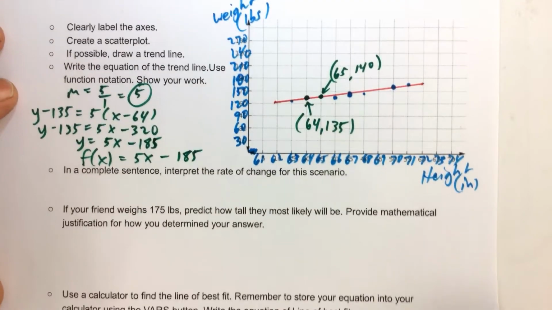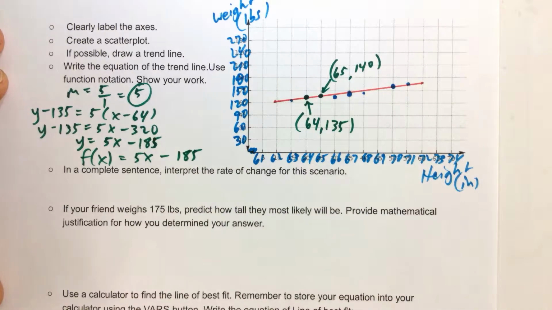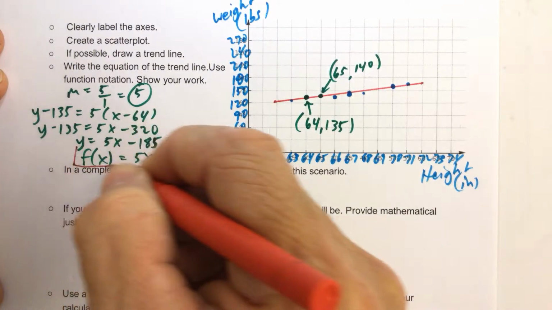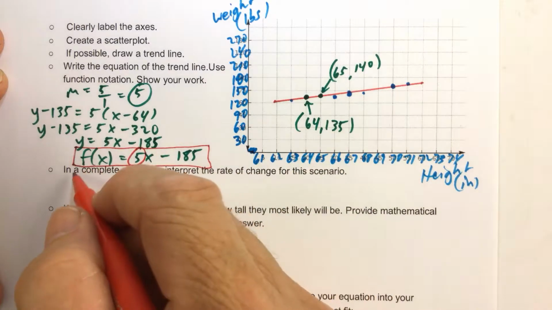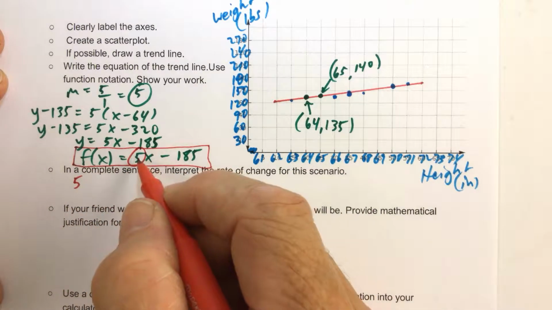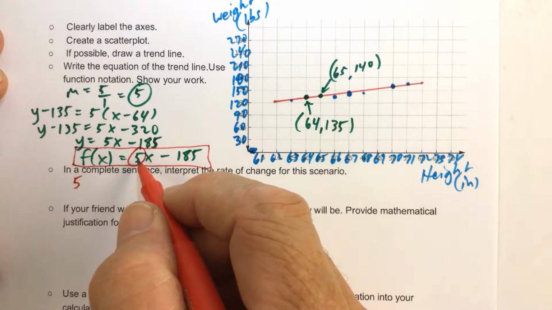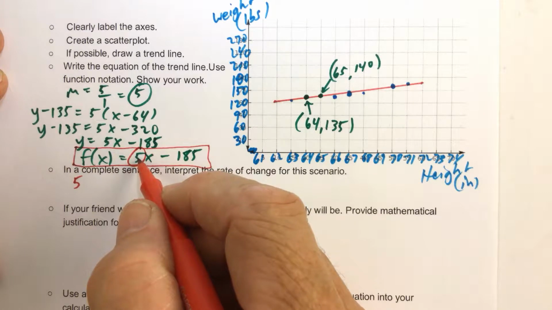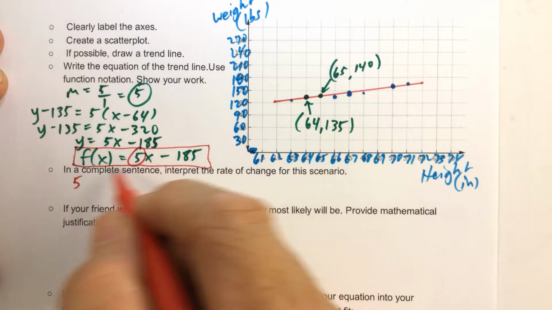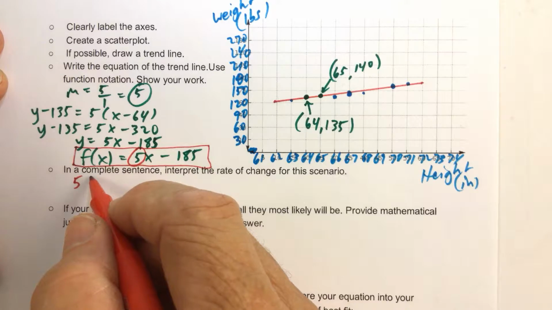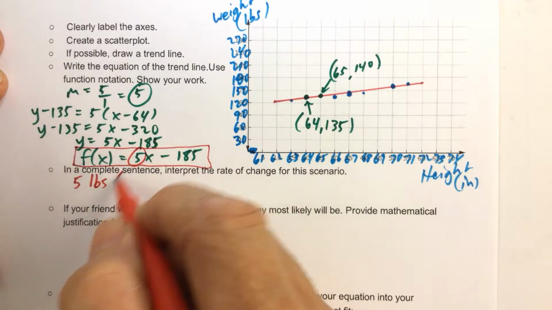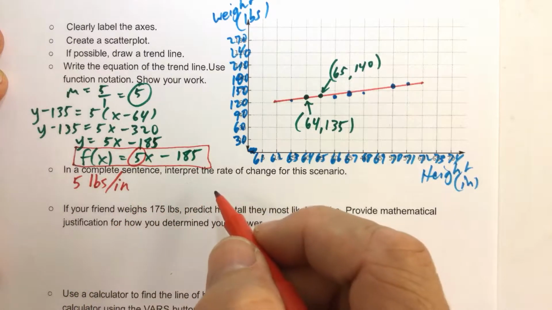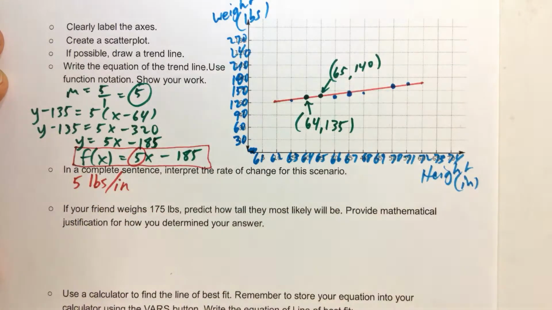So that being said, now we have our trend line equation, and the rate of change, that number right there, is 5. What does that mean? Well, the rate of change is the change in y over the change in x. So the change in y would be up 5, and the y changes in pounds, and the x changes in inches. So it's 5 pounds per inch.